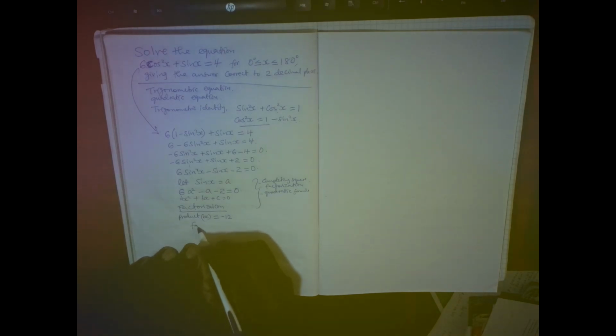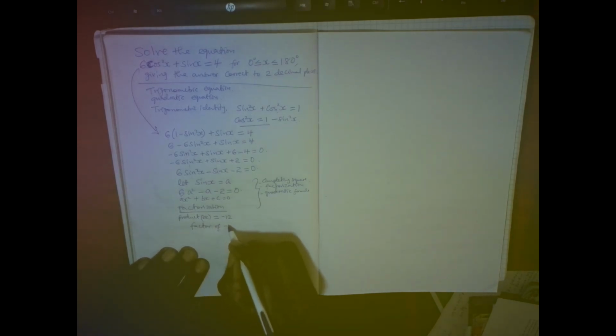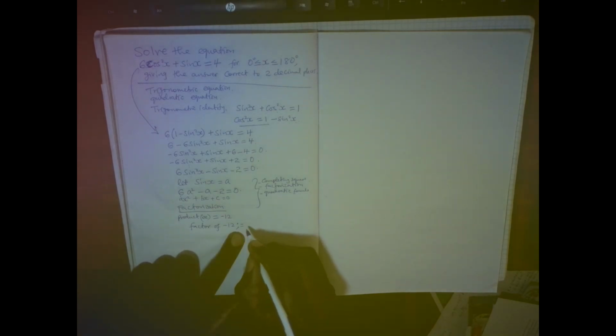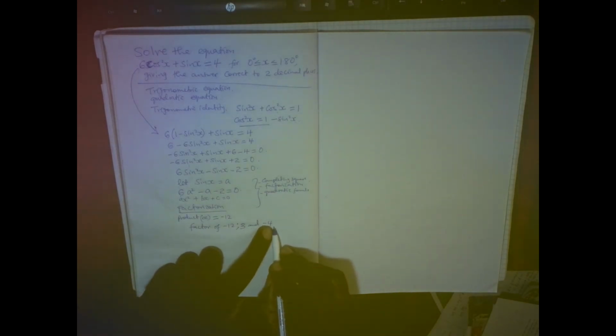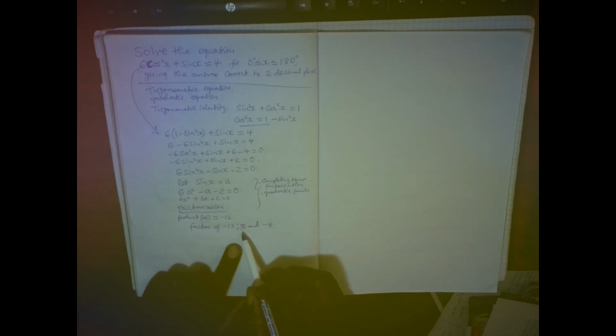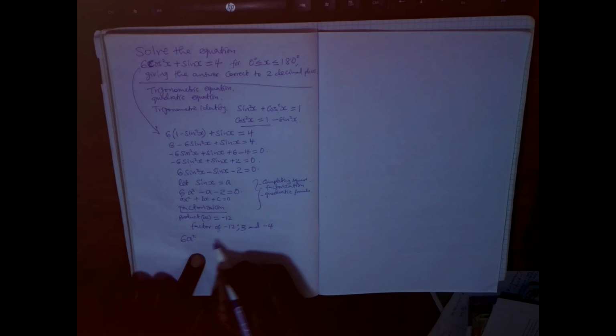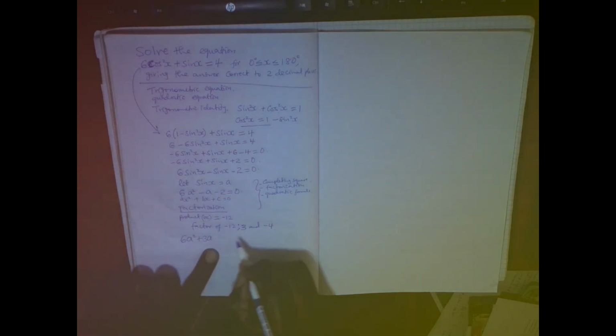You need to get factors of minus 12 such that if we add them, we get minus 1. In this case, we have 3 and minus 4, such that 3 plus minus 4 gives minus 1. So we write it in the expanded form: 6a squared plus 3a minus 4a minus 2 is equal to 0.